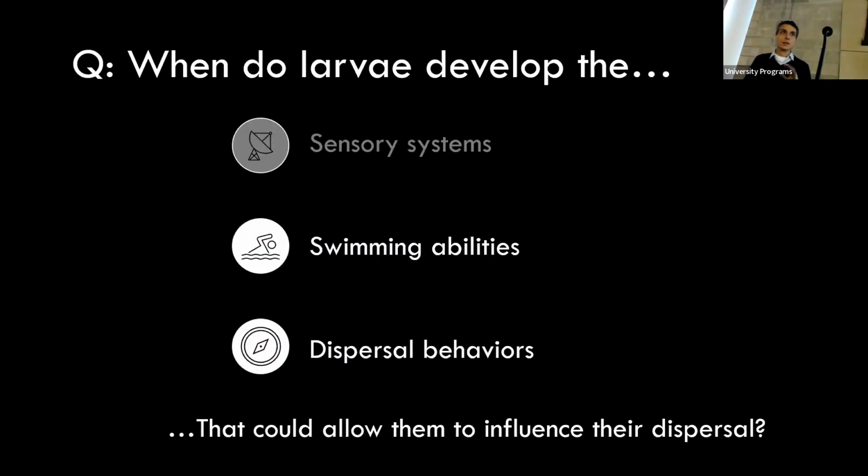Okay, so now that I had a better understanding of when larvae develop each of their sensory systems, I conducted experiments to determine when larvae use their senses to find their way around in the ocean. In particular, these experiments looked at their swimming abilities, orientation behaviors, and settlement behaviors.